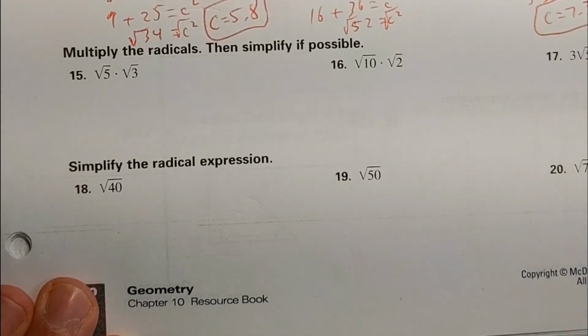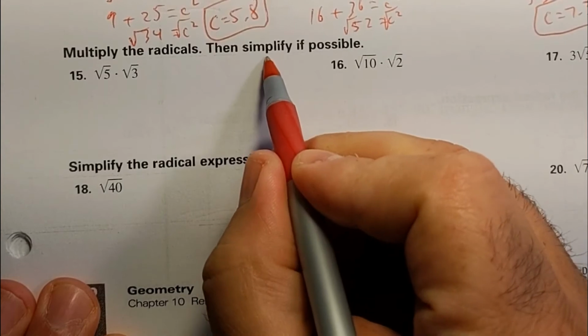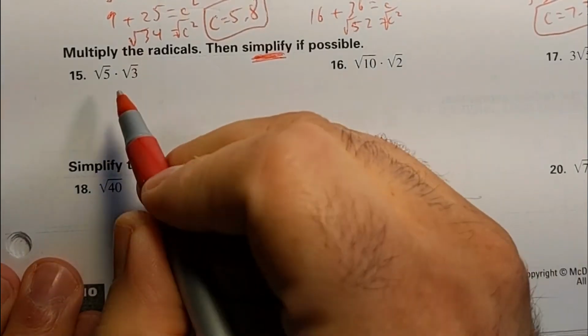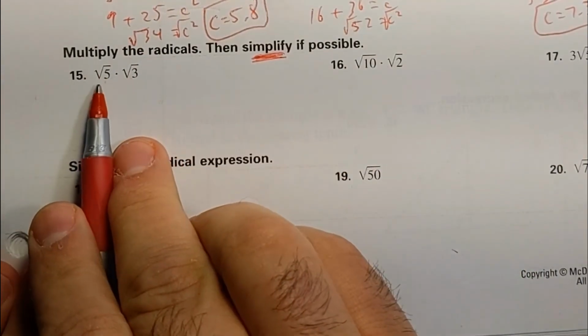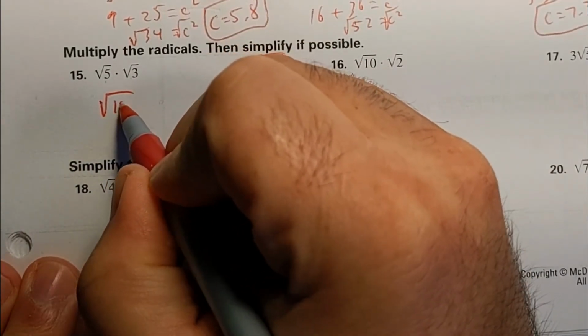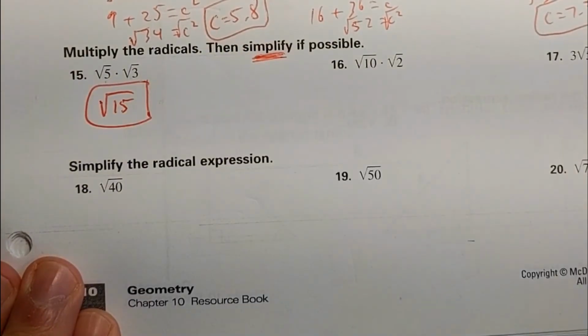Number 15 says multiply the radicals and simplify if possible. So you're not getting a decimal. Simplify means you need to try to factor it out and look for pairs. So 5 and 3, 5 cannot be factored, 3 cannot be factored, so you just multiply those together inside the radical. 5 times 3 is 15. That's all you can do.